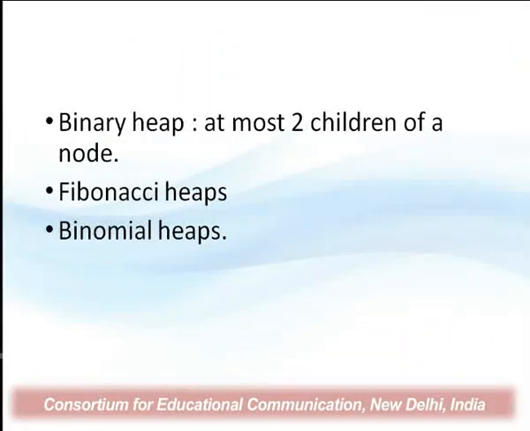So we can have variations of heap data structures. We can have binary heaps in which at most 2 children of a node are possible, or we can have Fibonacci heaps and binomial heaps, or we can have strict Fibonacci heaps also. But these Fibonacci heaps, binomial heaps and strict Fibonacci heaps are other variations of heaps which are used in some problems, but the most common which we use is the binary heap. And in today's lecture we will be restricting ourselves to the explanation of binary heap only.